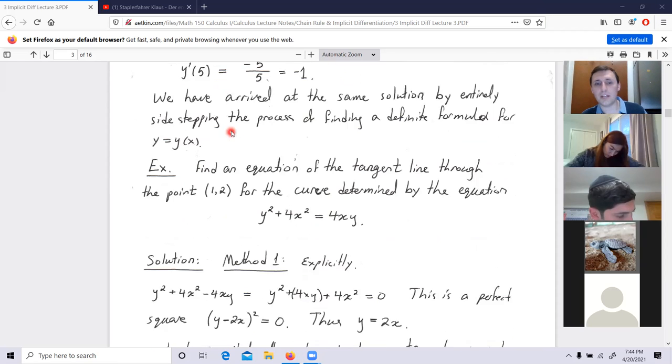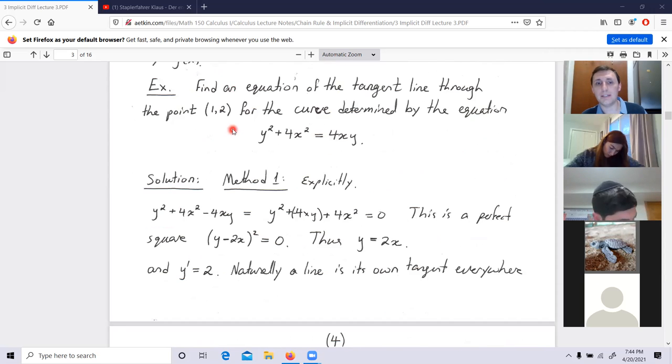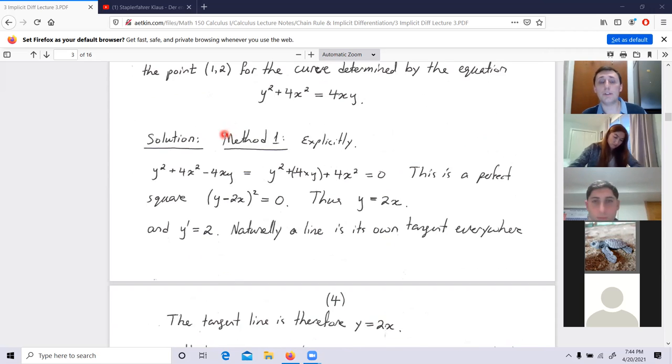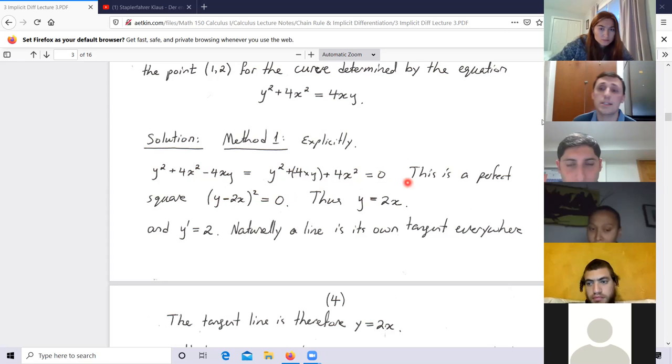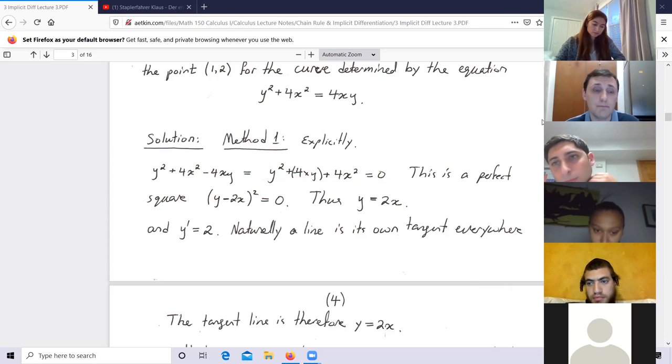All right, guys, let's do it together. Let's do method one explicitly. So what can you do, guys? Move the 4xy across, and do you recognize this equation? y squared minus 4xy plus 4x squared equal to 0 is a perfect square. So it's (y minus 2x) squared equal to 0, which forces y minus 2x to equal 0, which forces y to be equal to 2x. So this equation identifies the line y equal to 2x, the simplest possible thing you can imagine.